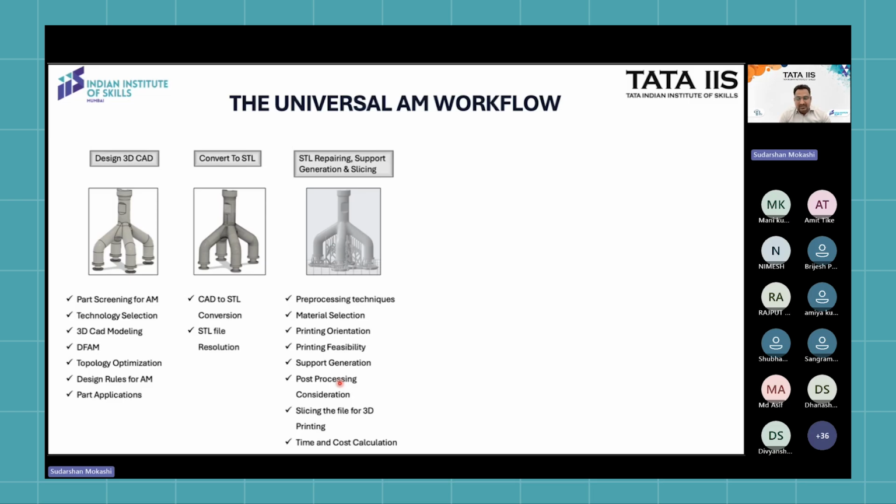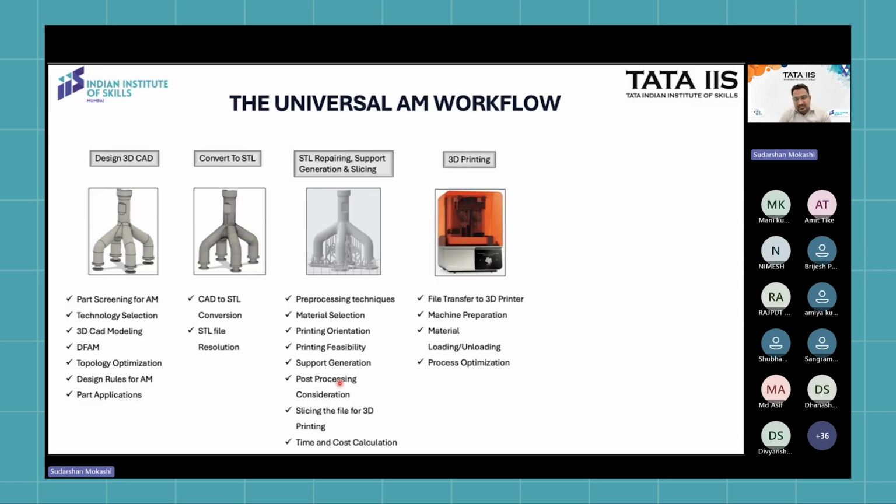At this time, we calculate the printing time as well as the cost for that specific part. We set the parameters, which materials we are using, and on that basis, material cost and printing cost, we calculate the total cost for this part. Then after STL repairing and support generation, we go to the next step. This file is transferred to the 3D printer. Here I'm showing the SLA Form 4 machine.